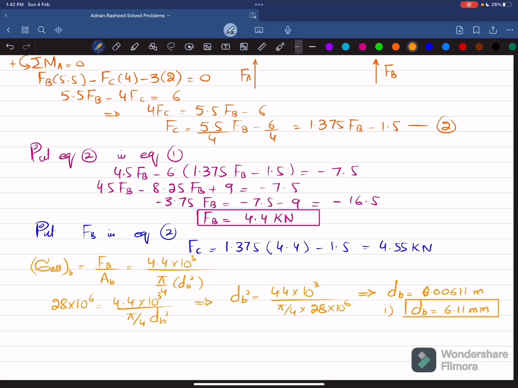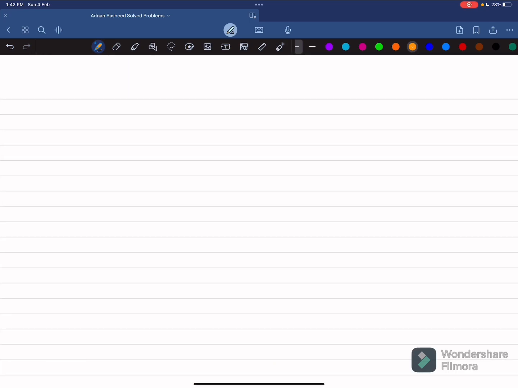Now we'll move towards the second part, and in the second part we have been asked to find the outer diameter of the washer. So for the washer, you can see if this is a circular washer, clear, the inside diameter will be the diameter of the bolt.